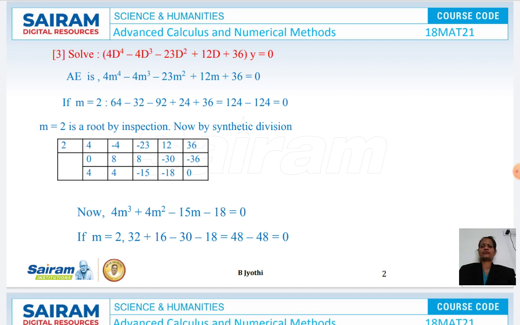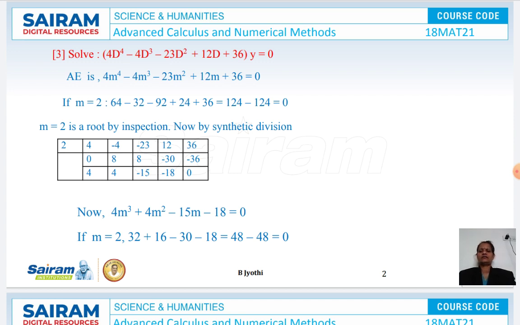Solve 4D^4 - 4D^3 - 23D^2 + 12D + 36 of y equal to 0. By replacing D with m, we get 4m^4 - 4m^3 - 23m^2 + 12m + 36 = 0. By inspection, m = 2 is one of the roots.